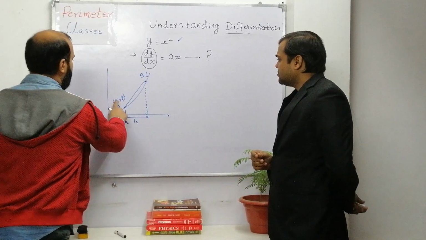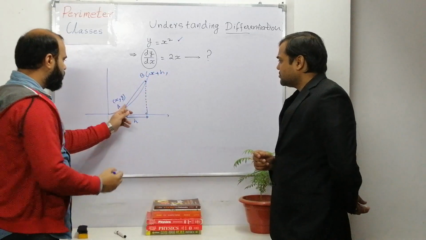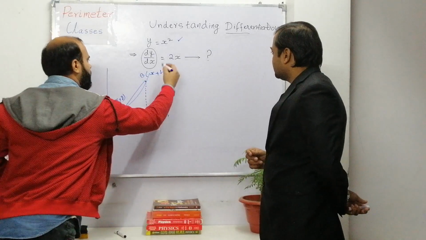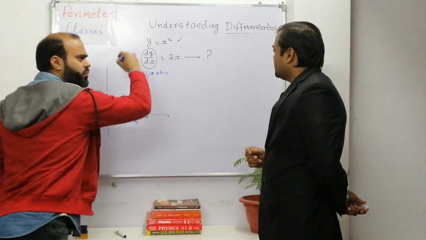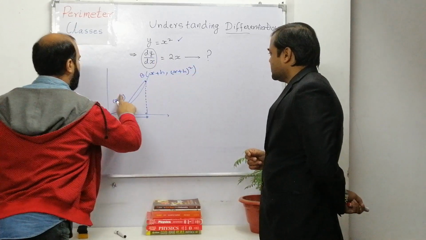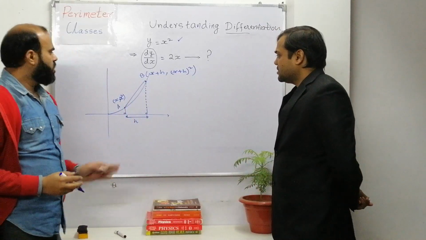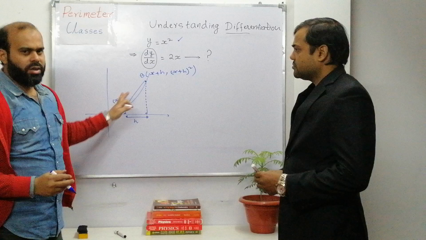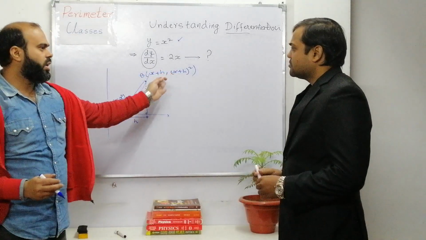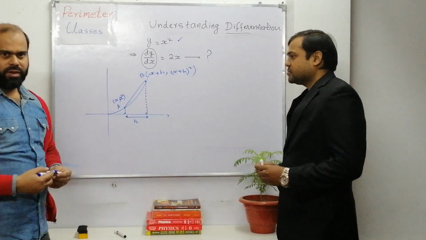So what will be the coordinates of B? The x coordinate will be x plus h, obviously, because this is x and you are adding h to it, and the y coordinate, from this formula, will be x plus h whole square. So x and x square are the abscissa and ordinate of this point, and x plus h and x plus h whole square are the abscissa and ordinate of point B. So this is the chord we have.